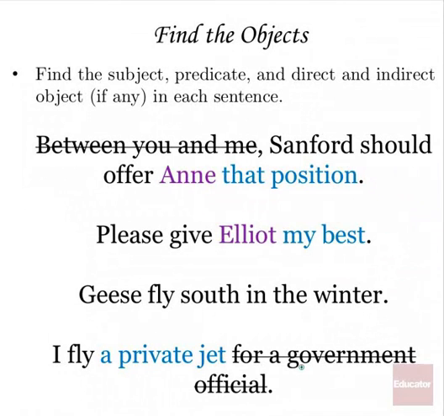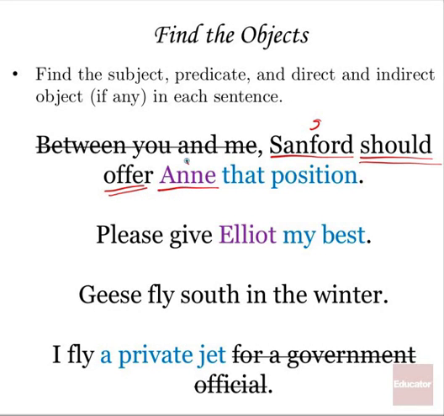And here we are. Between you and me, Sanford should offer Anne that position. Well, Sanford is our subject. Should offer is our verb phrase. And Anne is the indirect object that is receiving that position, the direct object. The position is actually what's being offered, and Anne is receiving the position. So we have an indirect object followed by a direct object. Remember, indirect objects usually come before direct objects if they're going to be there at all.